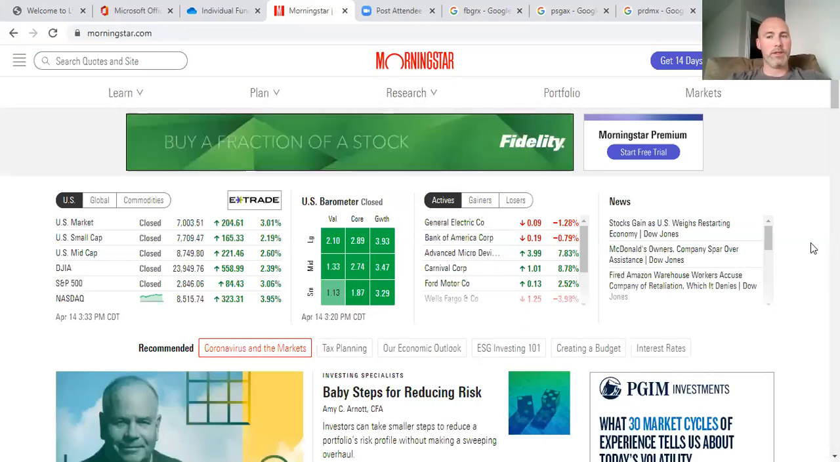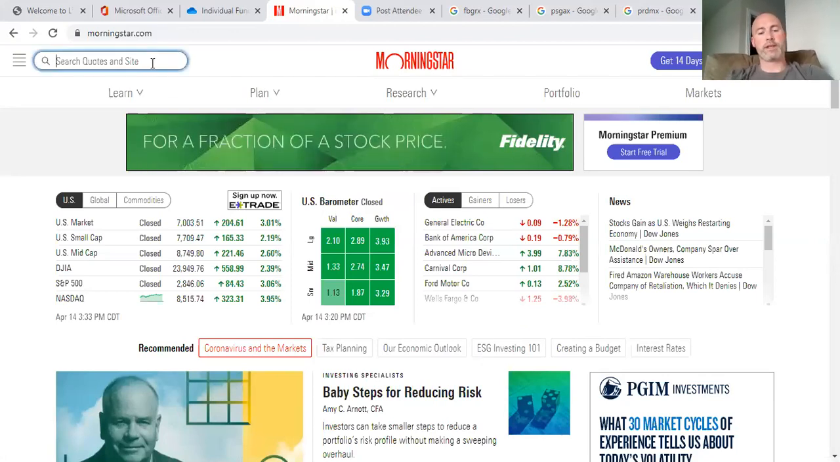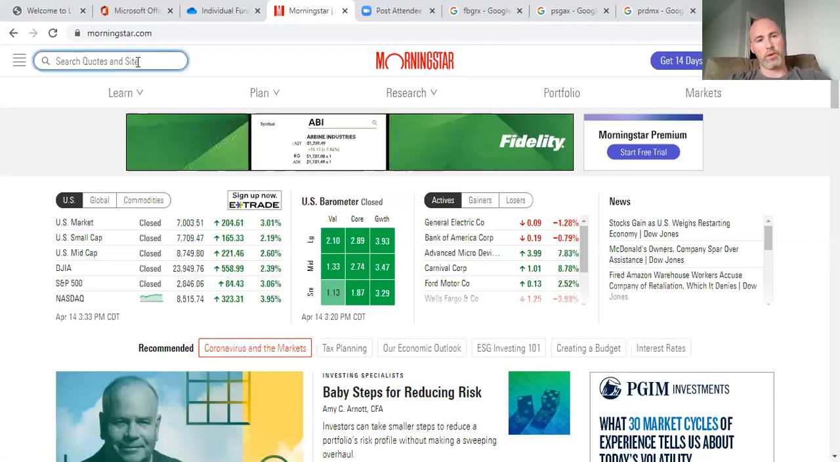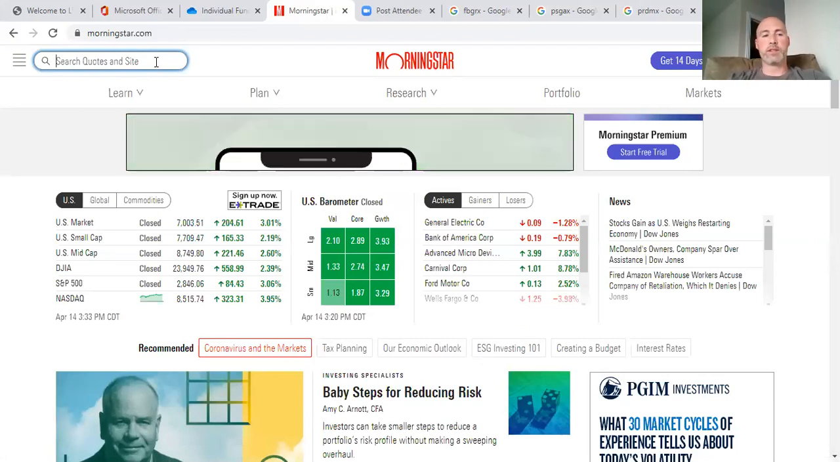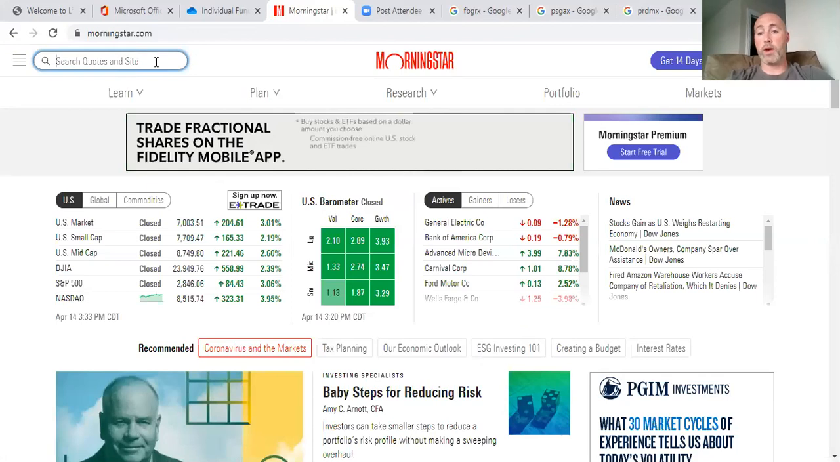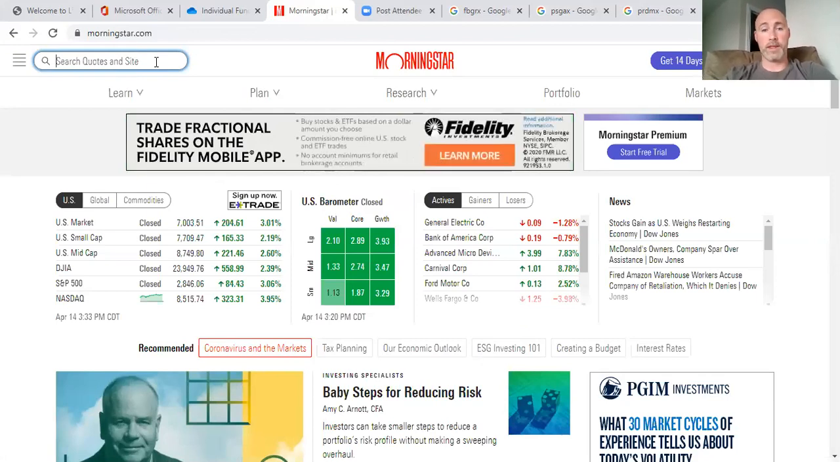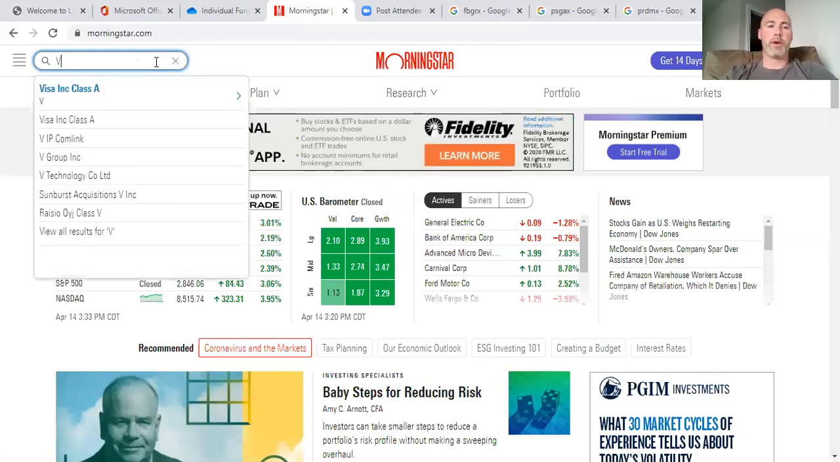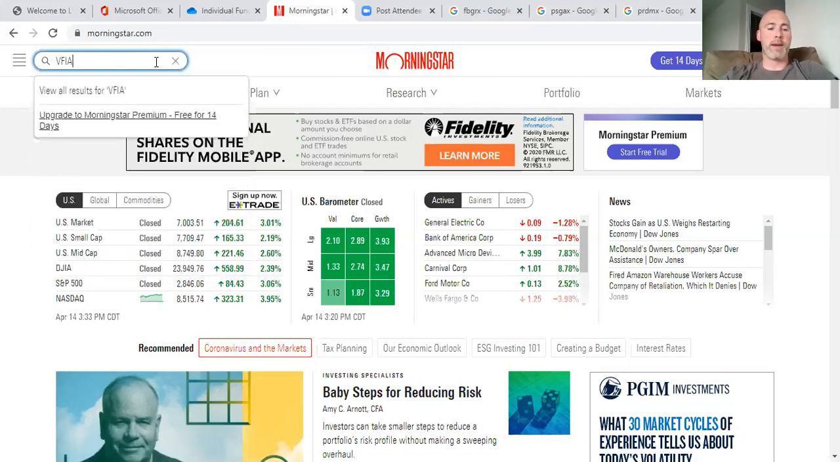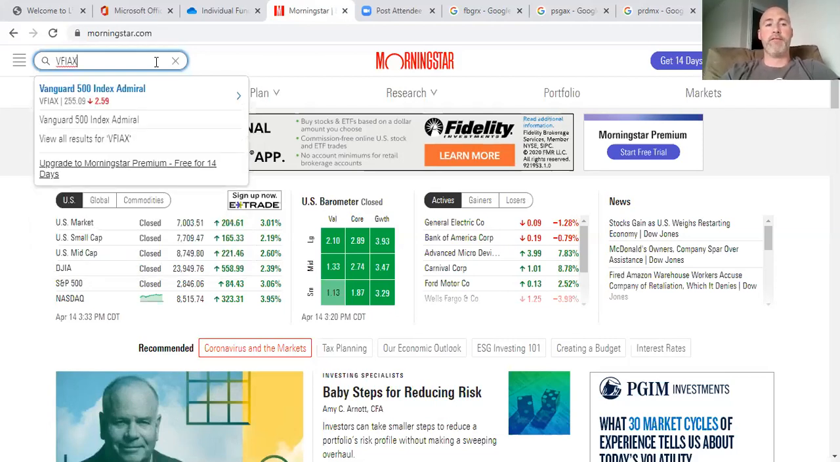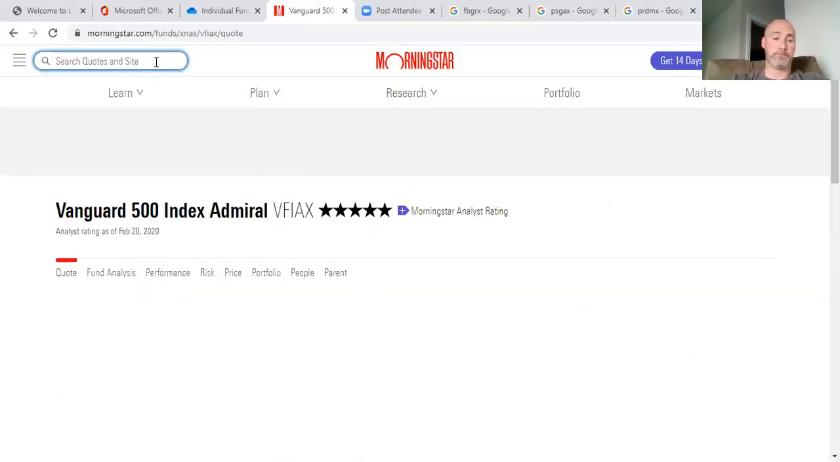The first thing that I want to do is walk you through a real mutual fund, kind of like we did yesterday. So in the upper left corner where it says search quotes and sites, this is where you might enter a ticker symbol. What I want you to enter on Morningstar is capital V, capital F, capital I, capital A, capital X. V, F, I, A, X. And go ahead and hit enter.